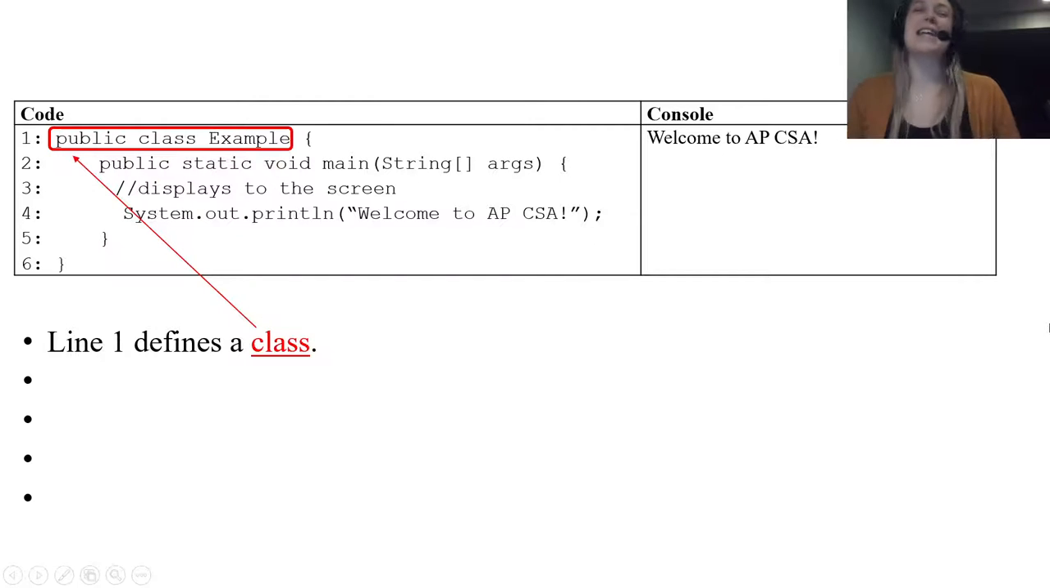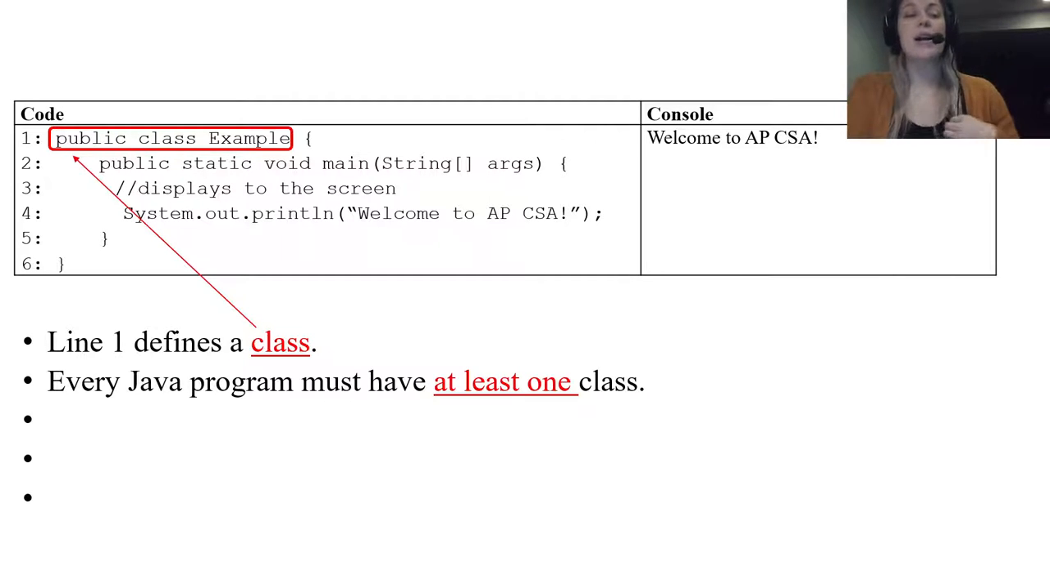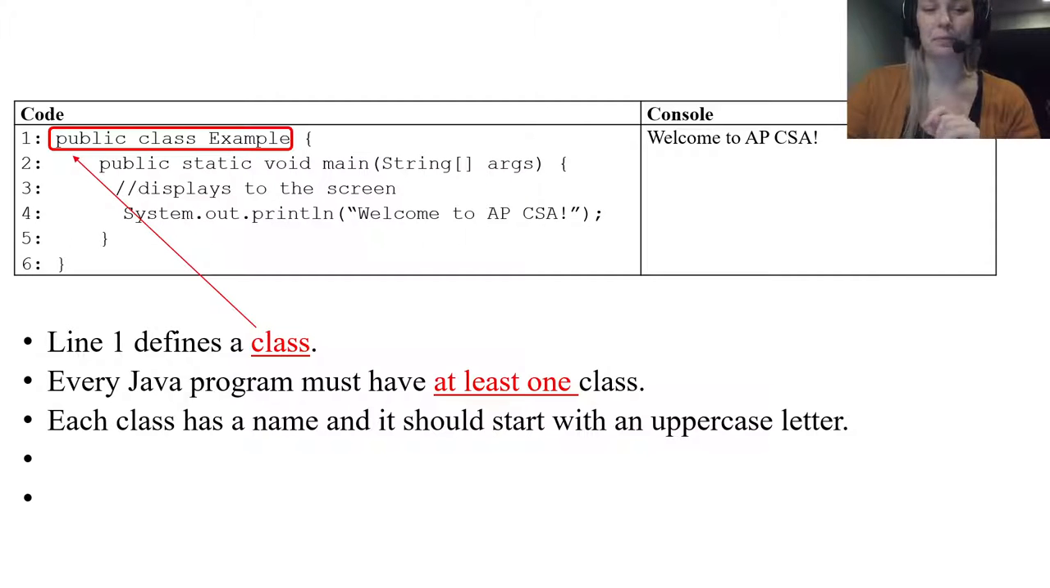Okay, so let's go back to the text version and talk about what each of these pieces mean. On the first line of code, you see what's called a class declaration. Line 1 defines a class. Every single Java program must have at least one class. You need a class in order to run your program. Some programs might have multiple classes, and we're going to get there later in Unit 2. Right now we're just going to be working with one class.